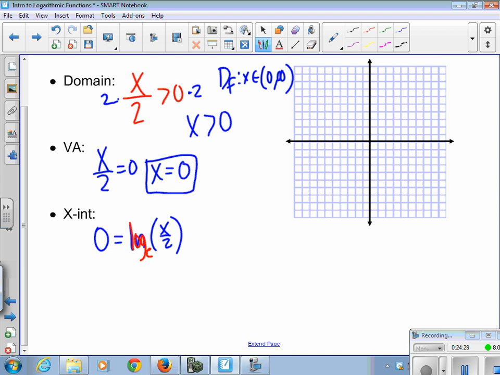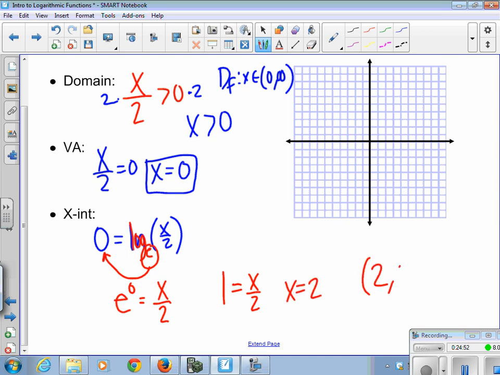And so when I solve for my x-intercept, I can go ahead and shell snail. So e to the 0 equals x over 2. Now remember, e is just that number, 2.7 blah blah blah. So e to the 0 is just going to be 1. Any number to the 0 is 1. And when I multiply that 2 over, that would mean x equals 2. So the point is going to be 2, 0.